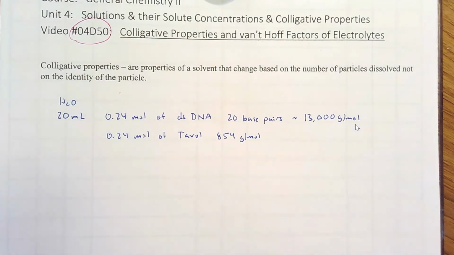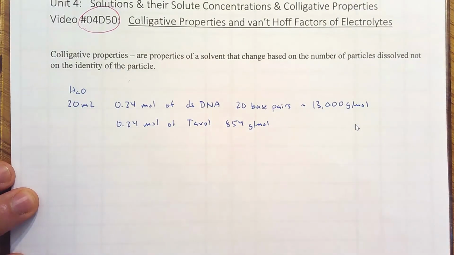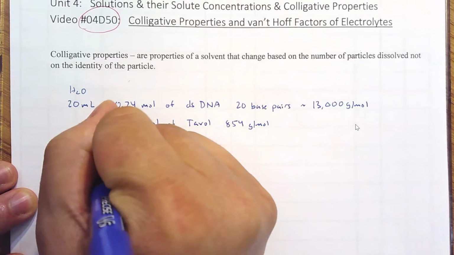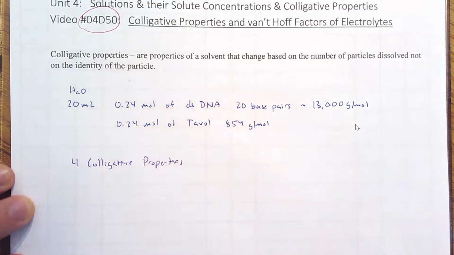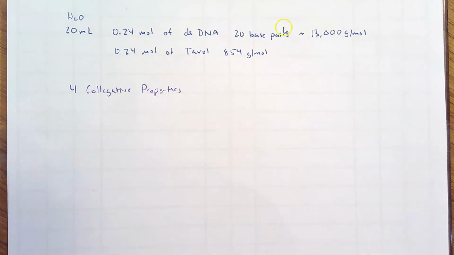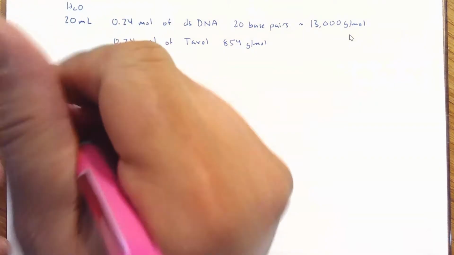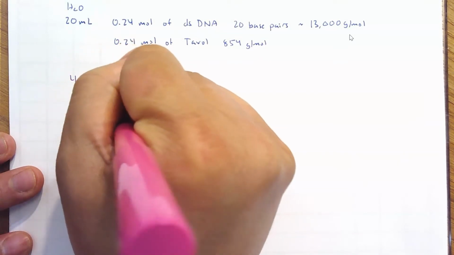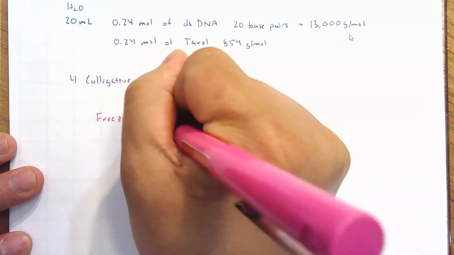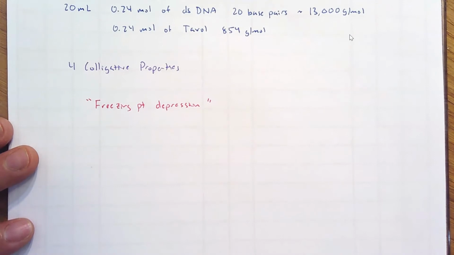Now, there are 4 colligative properties that we are going to learn about in this video, plus maybe 1 or 2 after this. I ask my students to memorize these phrases because they also tell you how the property changes. For instance, I think the first one we're going to talk about in the next video is going to be freezing point depression. That's something that I would want to memorize.